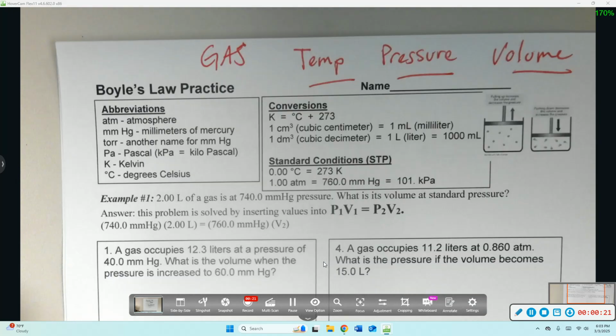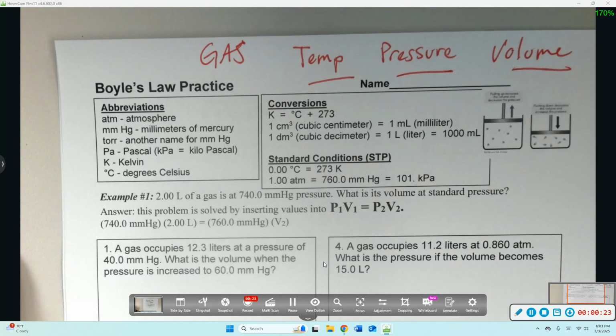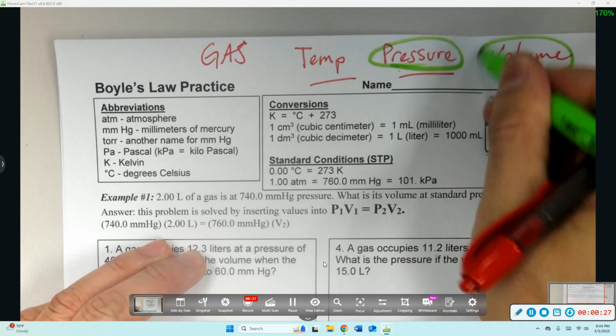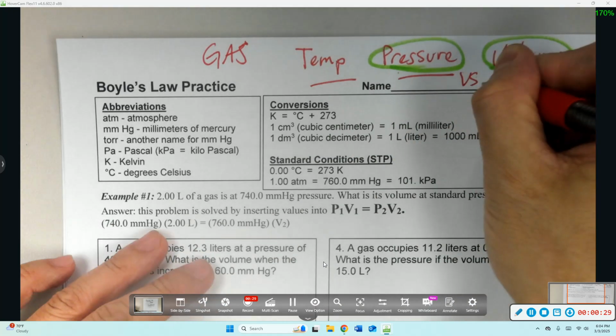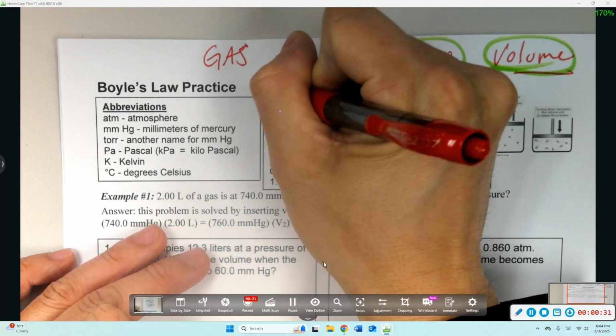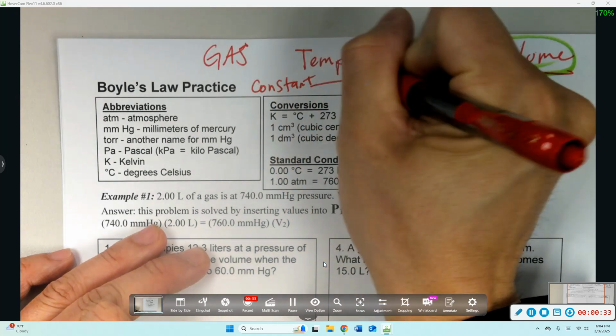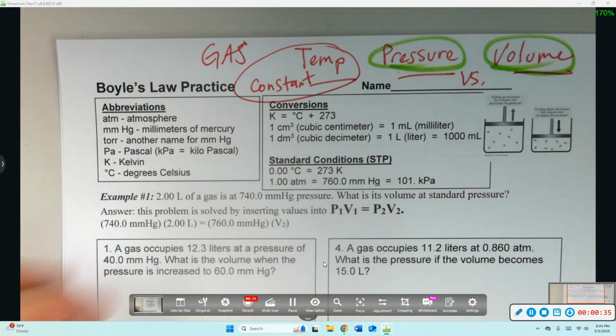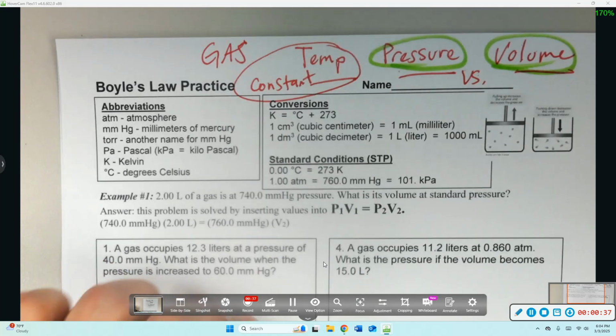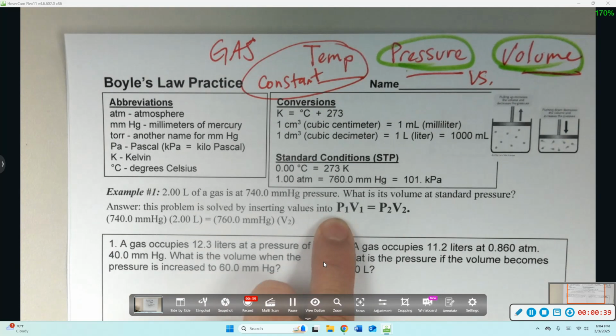You don't have to remember the name, but you have to remember the relationship. This law involves pressure and volume. Pressure versus volume. Temperature is constant. Keep that in mind. Constant means it does not change. So it cancels out. So all you have is this equation.